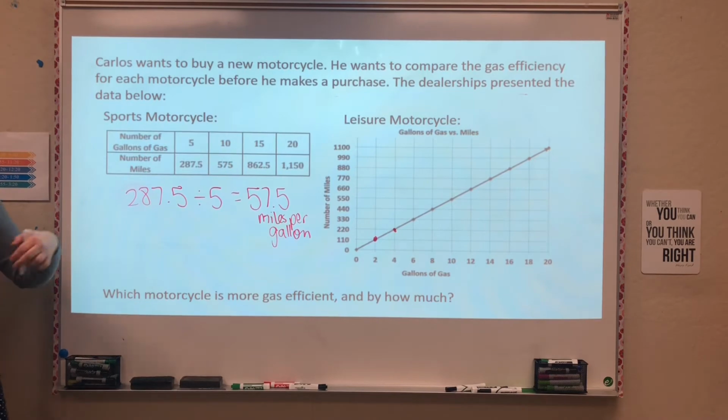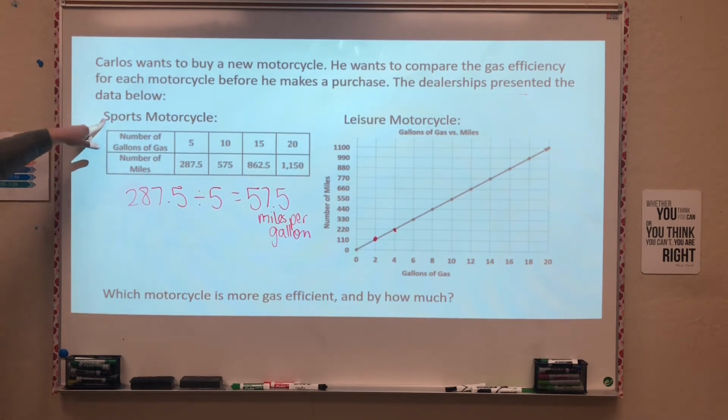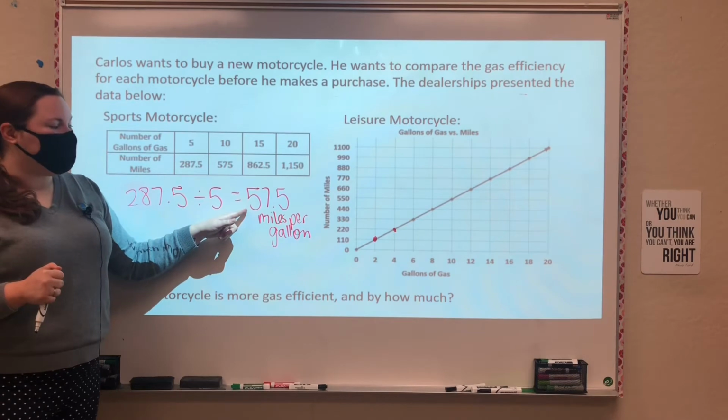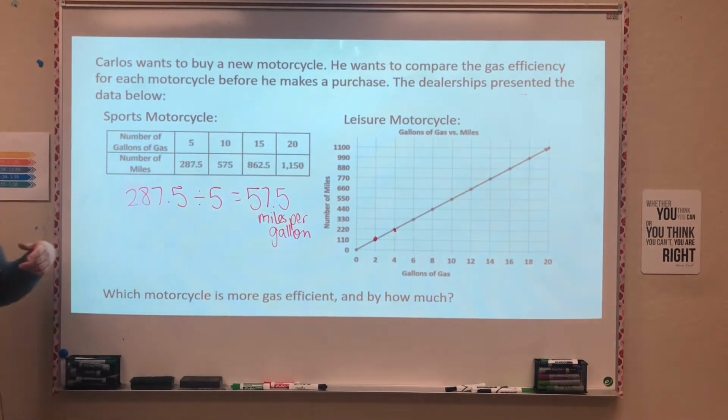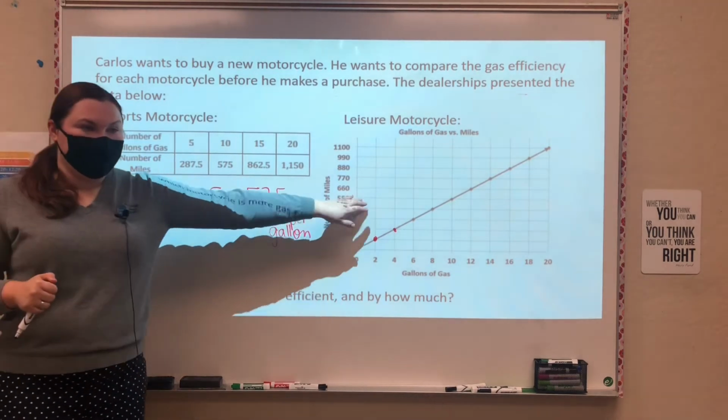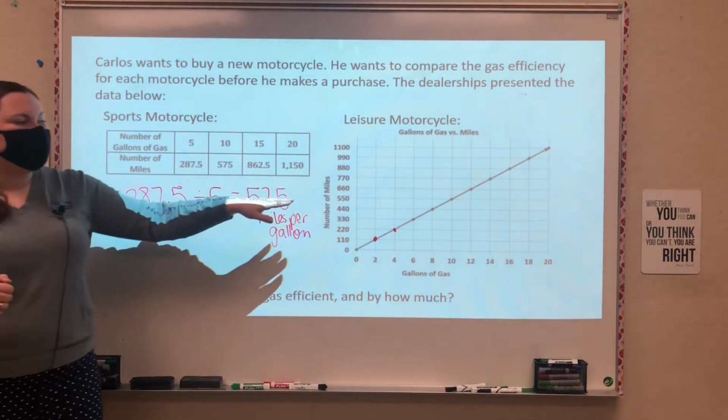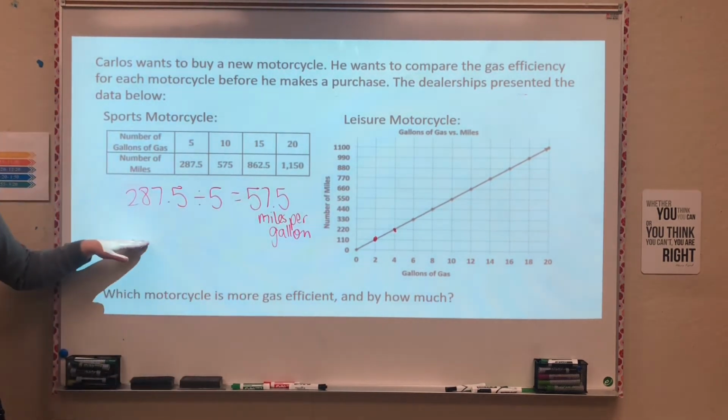Anything else your heart's just dying to do? I'm trying to figure out which is the best deal. So yeah, let's go back to the question. The question is, which one's the better deal? Which one's more gas efficient? We figured out the sports motorcycle is going to take you 57.5 miles per gallon. We're trying to compare. Is there something else we could do to help us compare?